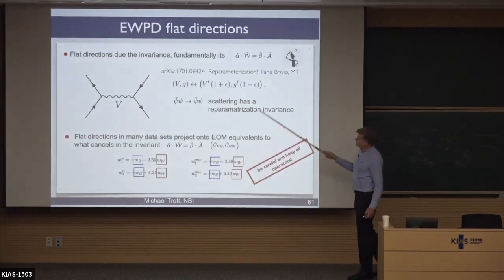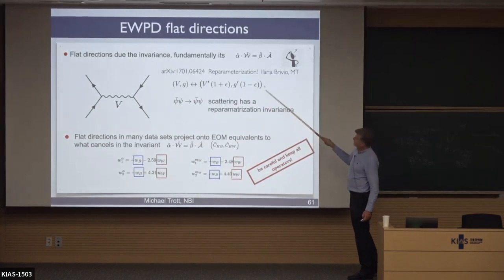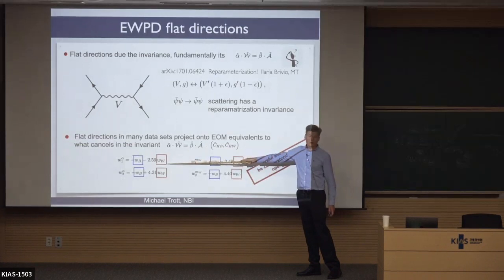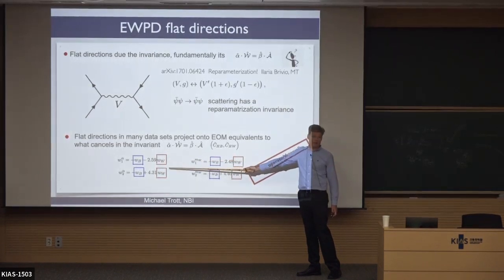And so if this was true, this is the equivalent of this at dimension-6 order. If it was true, then those combinations I just defined for you, which were the equation of motion equivalents of the B mu nu, V squared correction, and the W mu nu, V squared correction, should be exactly what appears in the linear combination in the flat directions in electroweak precision data. And that's exactly what happens.